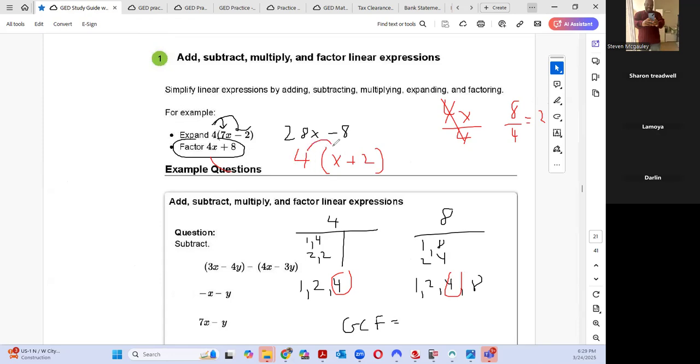How do we check it? 4 times x is 4x. 4 times 2 is 8. So 4x plus 8. Same thing. Check.